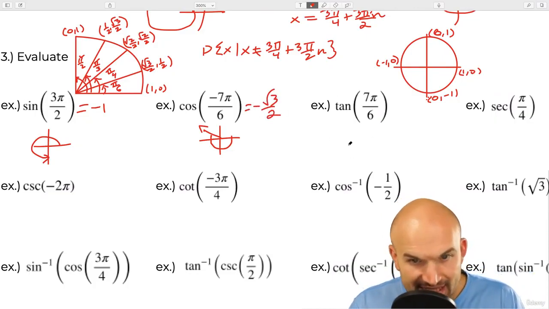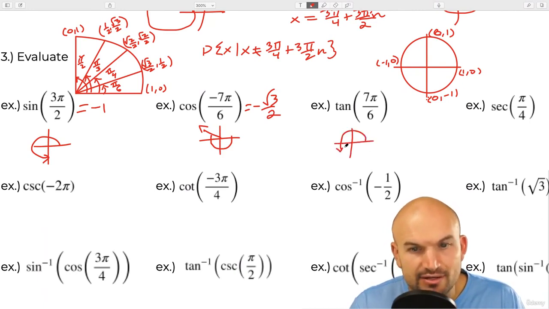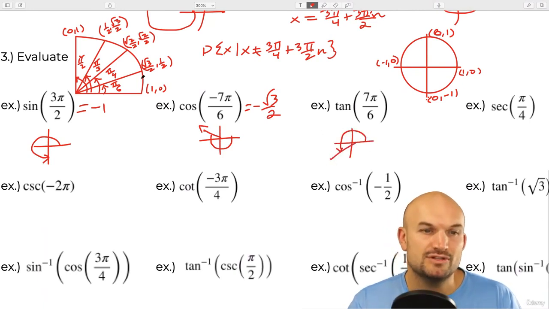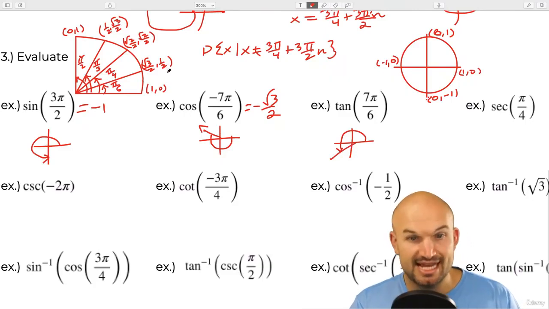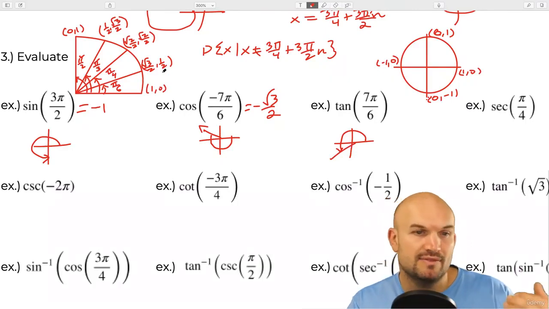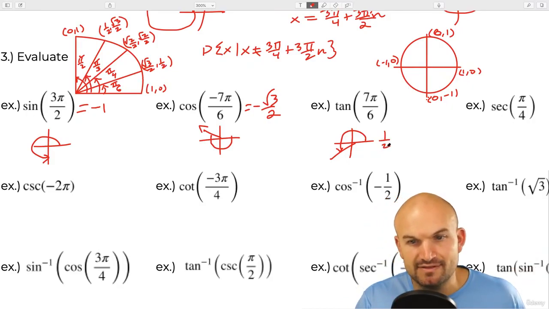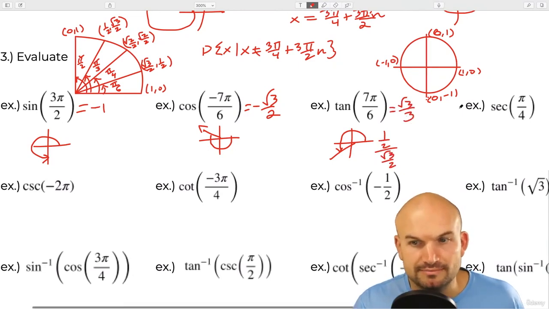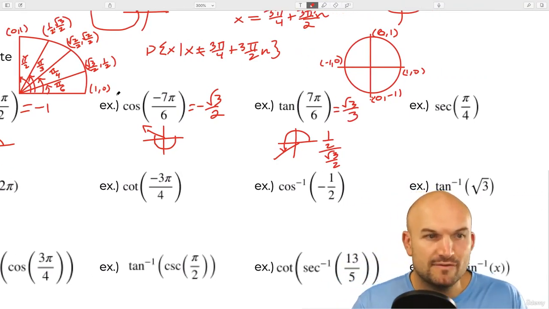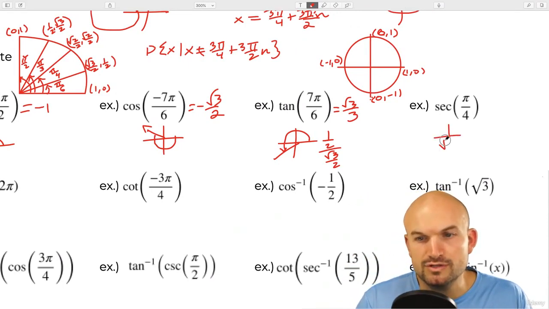Tangent of 7 pi over 6, that's the exact same angle, but now it's the positive angle, okay? Again, that is going to be the y coordinate, so tangent is positive in the third quadrant. That's going to be y over x, and if you think about that, you have 1/2 divided by square root of 3 over 2. Hopefully, you've done enough of these problems that you know that answer is going to be square root of 3 over 3.